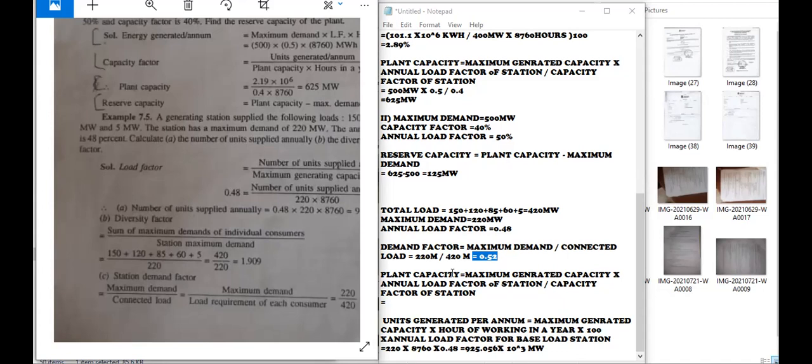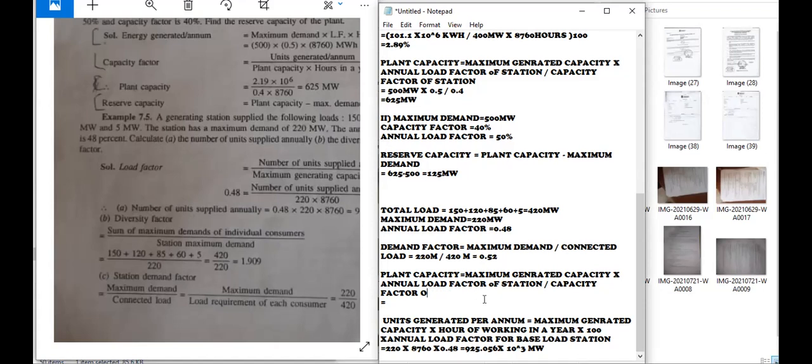What I'm seeing here is the sum of all consumer maximum demands divided by the installed capacity. The sum of all maximum demands of individual consumers. I think the best thing is just to learn the way they solve their own, because life is hard.